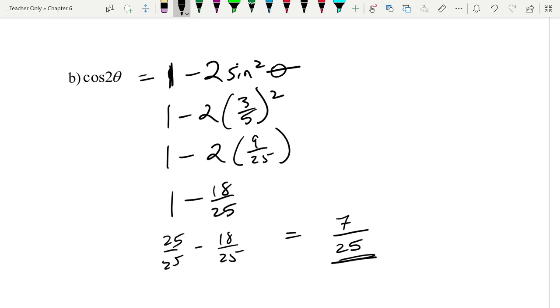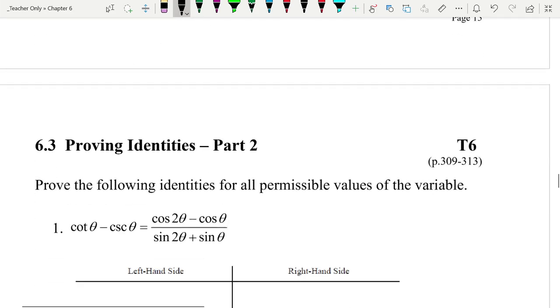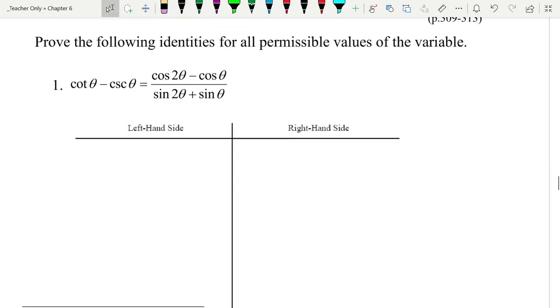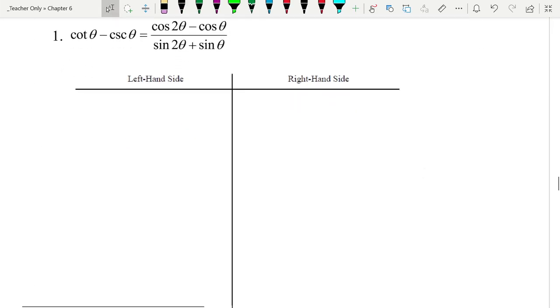Okay, so there we go. There's the calculation type questions. So that's kind of combining our new formulas in 6.2 with the stuff we did in chapter 4 and in 6.1. Now let's combine our new formulas with what we did in chapter 2. Let's use them to prove identities.